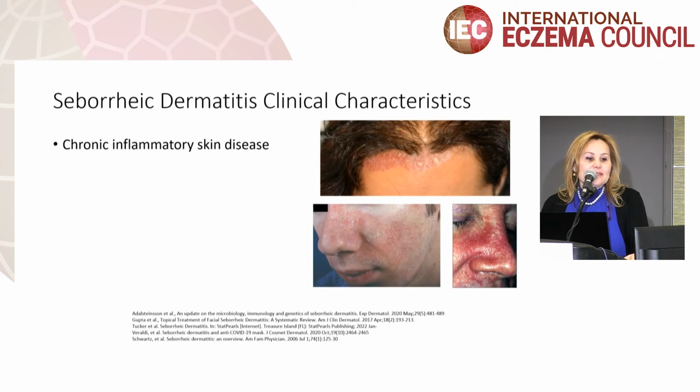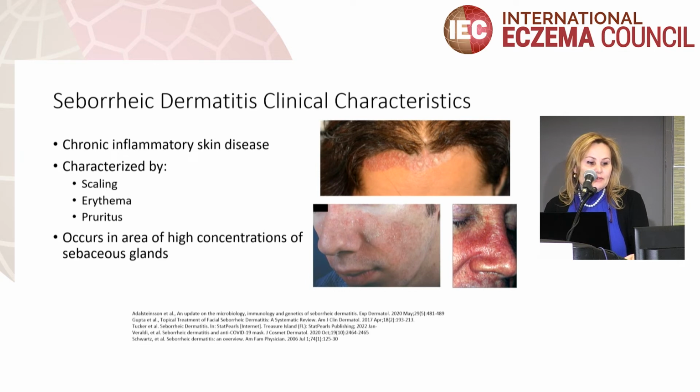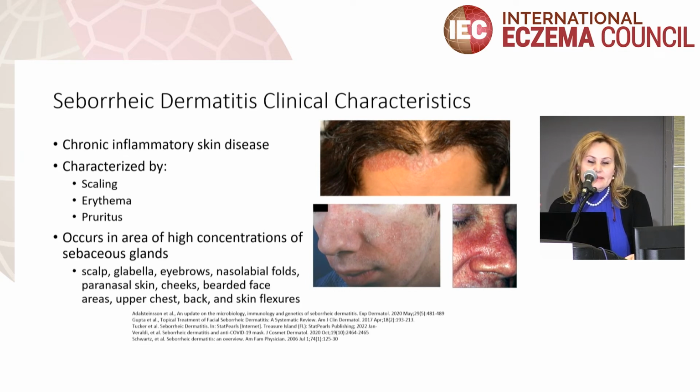Now, seborrheic dermatitis is a chronic inflammatory skin disease, super prevalent, characterized by scaling, erythema, and pruritus. It occurs in areas of high concentration of sebaceous glands, involving the face, the scalp, the chest, and the back.